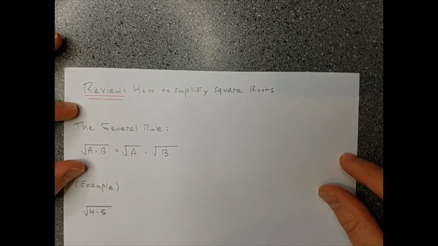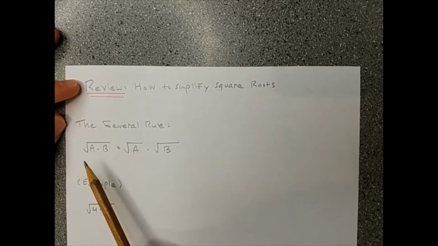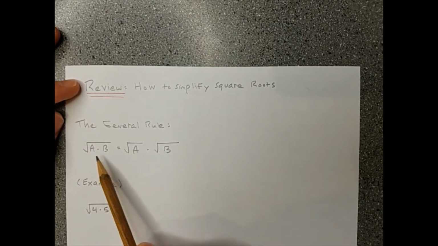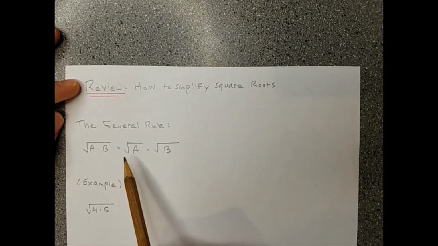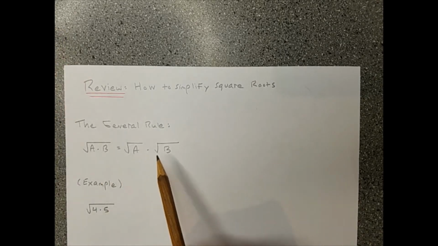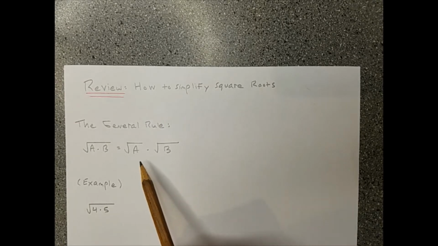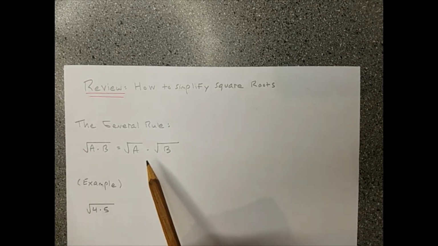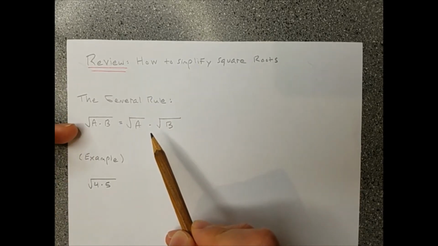Okay, so what's the rule say? It says that roots can be separated across multiplication, meaning the root of a number that's a times b is individually the root of the number a times the root of the number b. See how I'm saying it separates? So you can do that with roots.